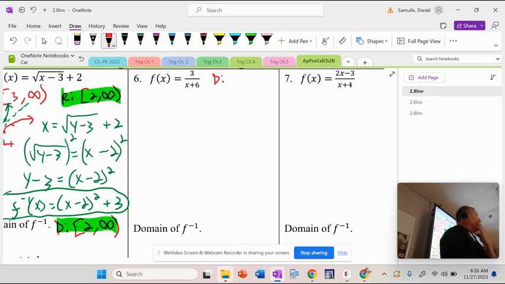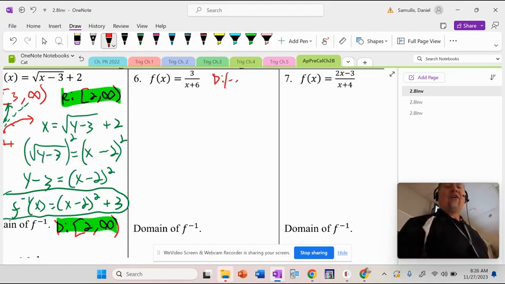What can't you plug in for X? Because that's naughty in these kind of situations. 3, 2, 1, go. Yeah! -6. So the domain, this is annoying. It's all real numbers, but -6. And I don't have enough room for that. So I had to do 6 to infinity.